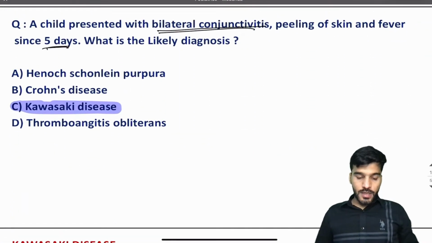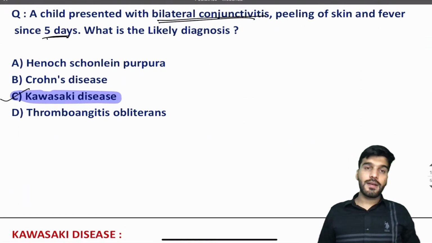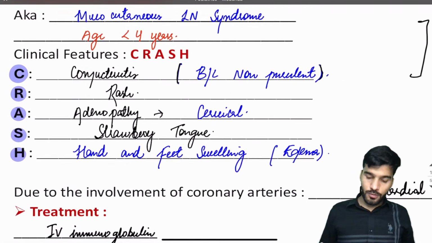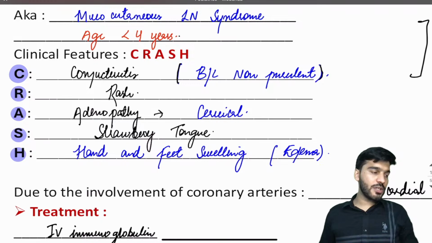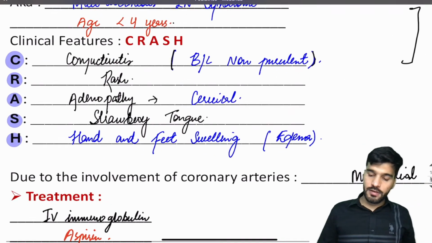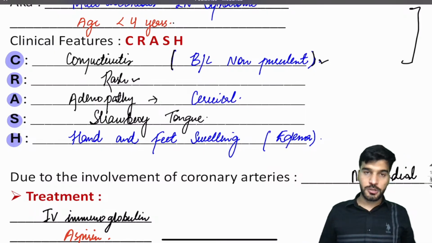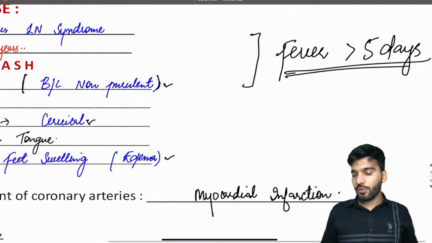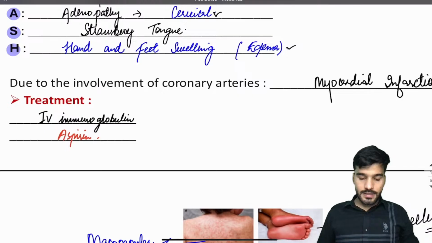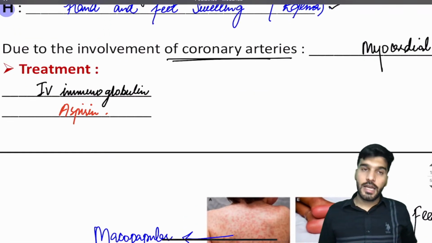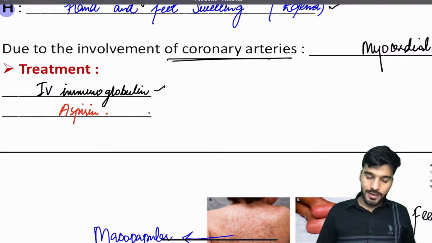Then the next one we discussed is Kawasaki disease. It's also called mucocutaneous lymph node syndrome. Age is usually less than 4. A patient will come with bilateral non-purulent conjunctivitis with maculopapular rash, cervical lymphadenopathy, strawberry tongue, and edema, along with a fever of more than 5 days. Classical case of Kawasaki disease. Due to the involvement of coronary arteries, the patient can have a myocardial infarction. Treatment is IV immunoglobulin and aspirin.